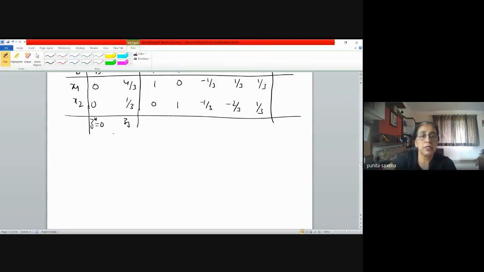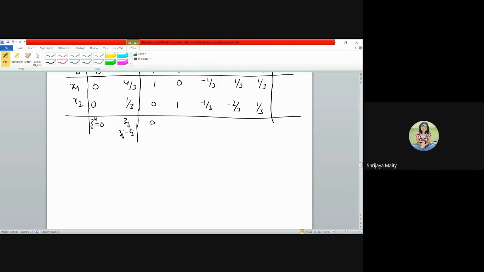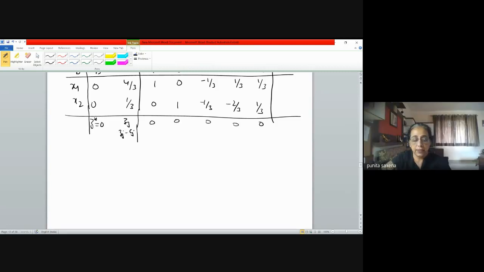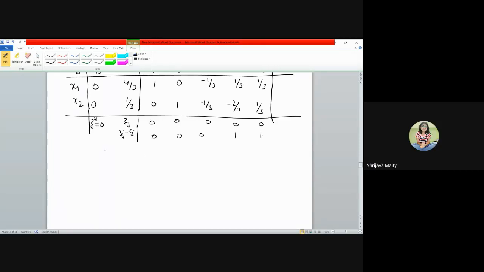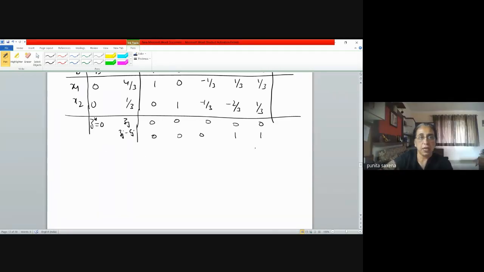Now we compute our Zj and Zj minus Cj's. What are you getting now in this? All zeros, right? And Zj minus Cj's are going to be all zeros, but here I think it will be plus 1 each, right? Yes, ma'am. So optimality reached, and there is no artificial variable in the basis. So that means this is your final solution.